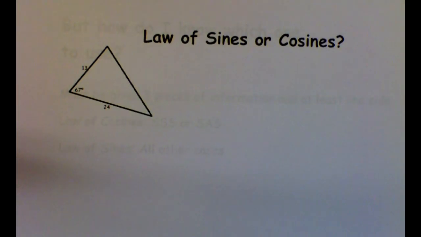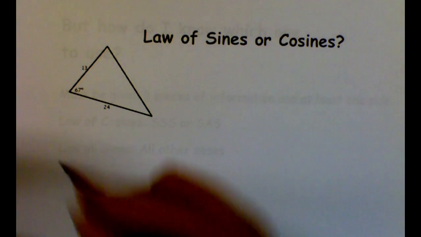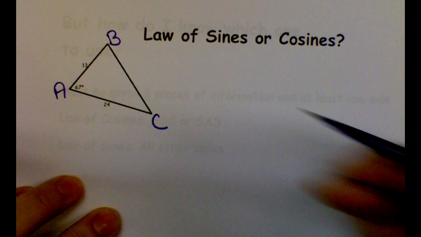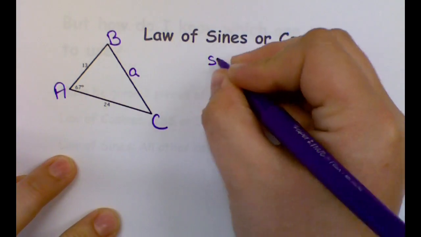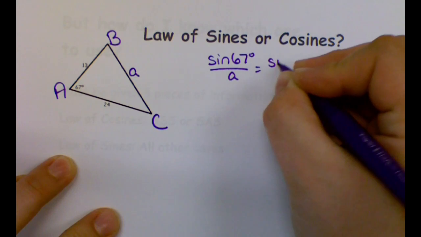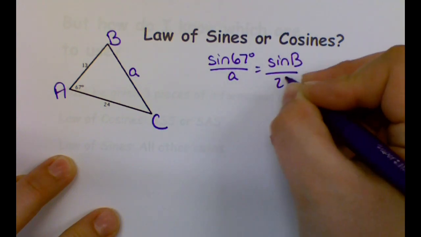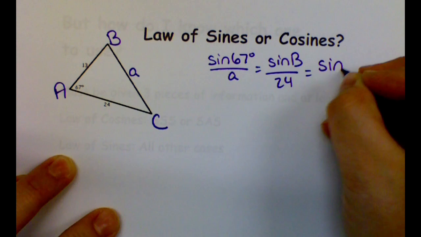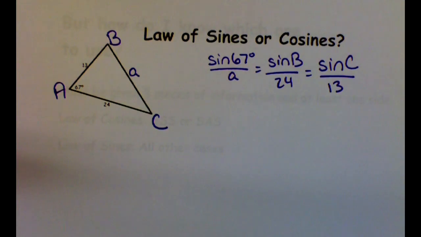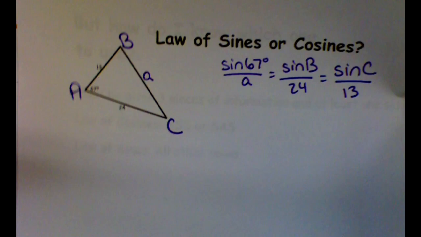So, next one up here, I like to label A, B, and C. Let's say I try to set up law of sines. I have the sine of 67 degrees over A equals the sine of B over 24, sine of C over 13. Well, I don't have an anchor right away. I can't easily get one of my other pieces of information. So hopefully this is a law of cosines problem.